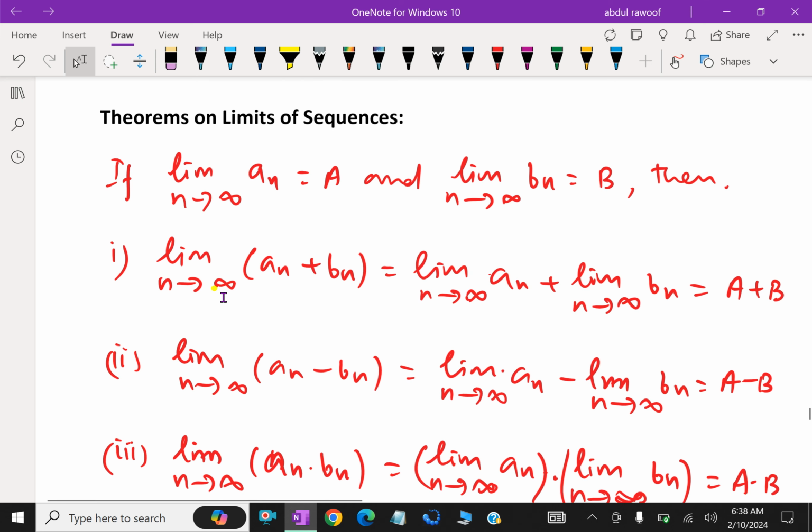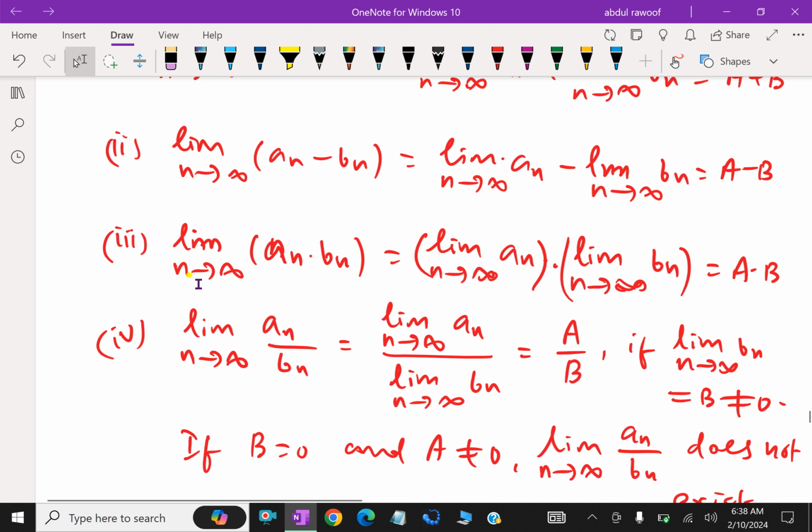First, the limit as n tends to infinity of an plus bn, the addition of two sequences, is equal to the limit of an plus the limit of bn, which is equal to a plus b. Similarly, a minus b we can express. Third, the limit of an into bn, two sequences multiplied, gives the limit of an into the limit of bn, which is equal to a into b.